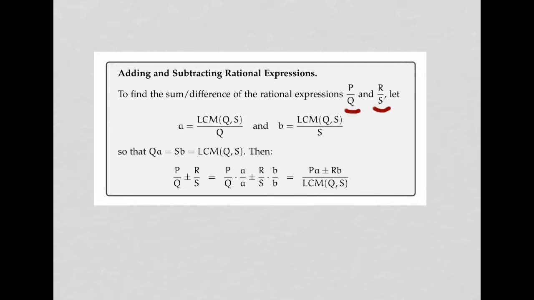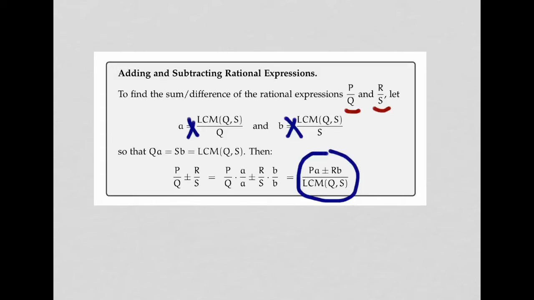It will always be true that a and b are whole numbers, and it will always be true that q times a will equal s times b will equal the least common multiple of q and s. To see that, simply cross multiply here and cross multiply here. Once we have a, we have b, and the least common multiple of q and s, we can add or subtract p over q and r over s by following this rule.